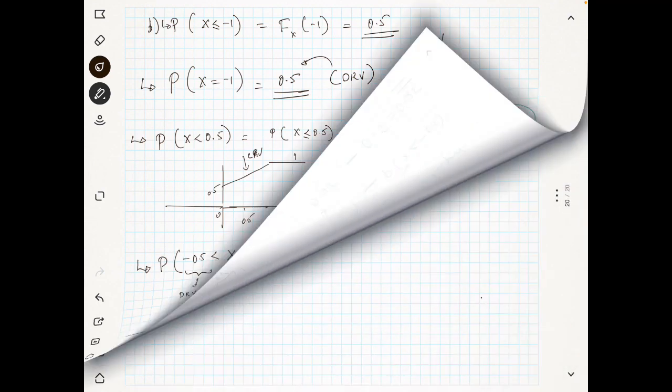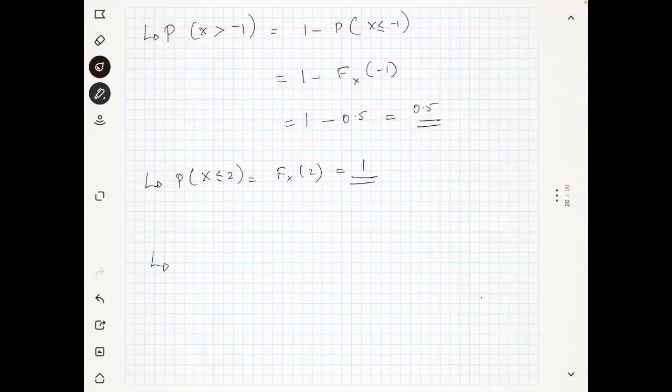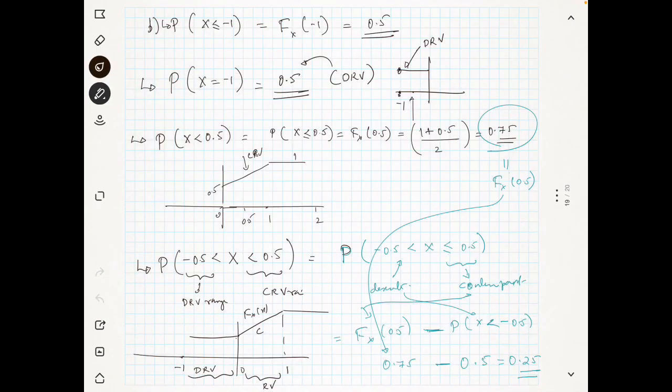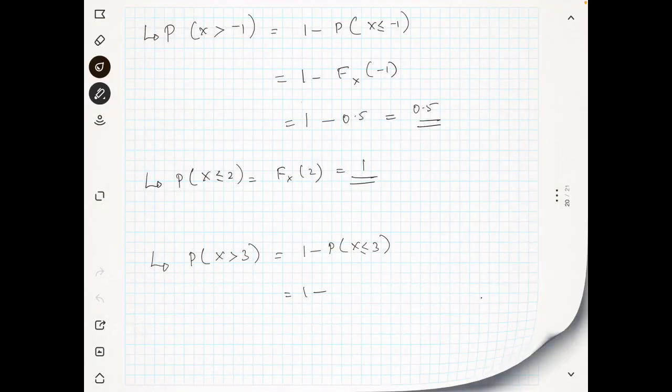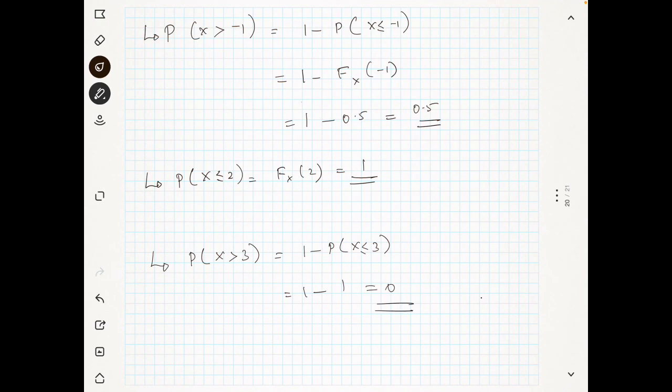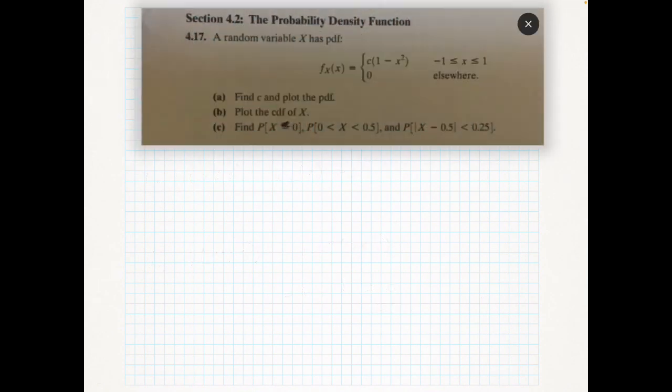Next part is the probability that x greater than 3. This is nothing but 1 minus the probability that x less than or equal to 3, and that is always 1 here. So 1 minus 1 will be equal to 0. So this is the complete solution for this problem.